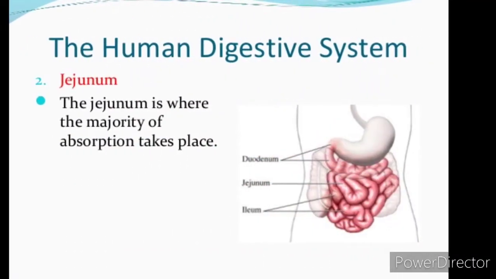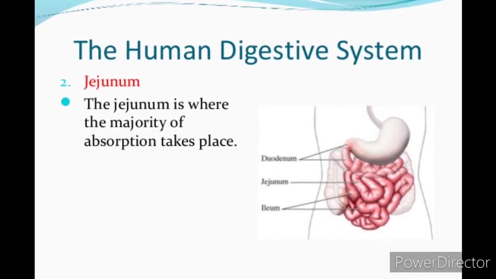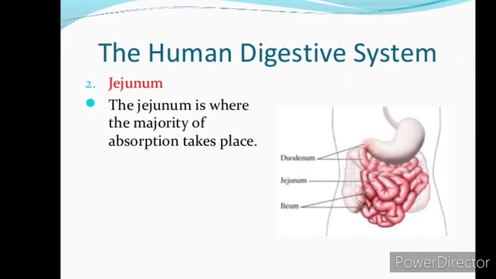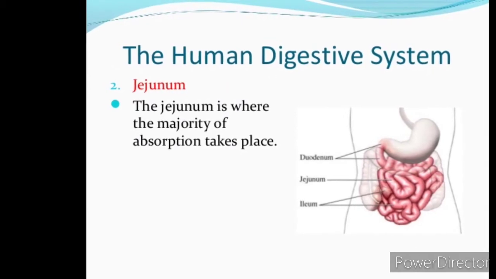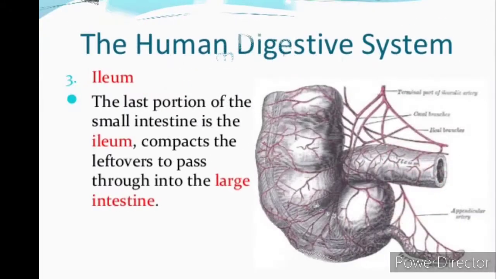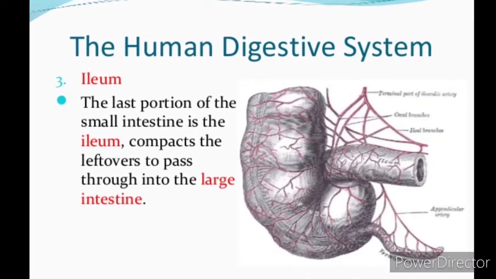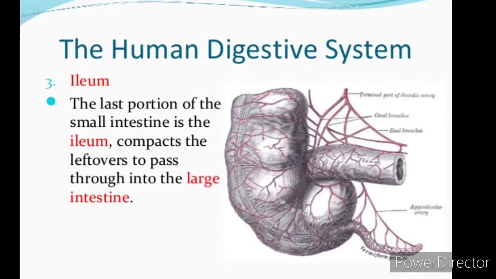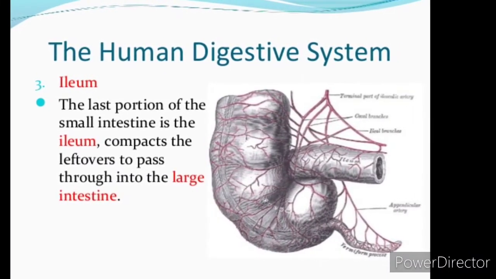And the jejunum is where the majority of absorption takes place. It is in the small intestine. Very small microvilli are present here. They will absorb the food material here, and the energy source is absorbed here. The next part is the ileum. It is the last portion of the small intestine, and it compacts the leftover food materials and pushes them into the large intestine.